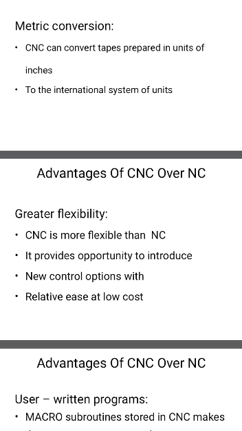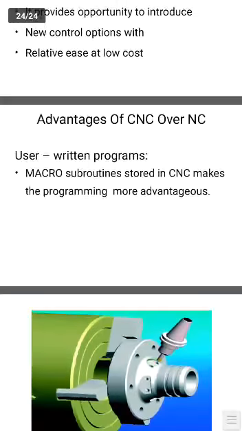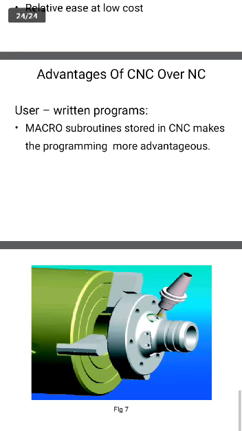Next, greater flexibility: CNC provides an opportunity to introduce a new control operation reliably, early and at low cost. Next, user-written programs are friendly. Macro capability stored in CNC makes the program more advanced. So whatever program we write, it is very easy to change; if we want any change, we can make it. So these are some advantages over the NC system.